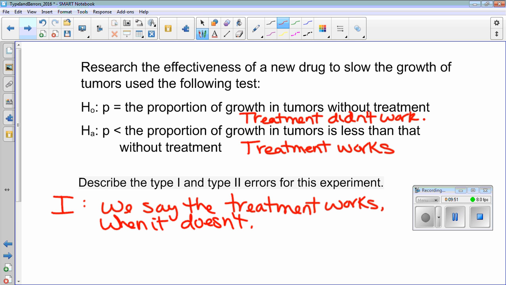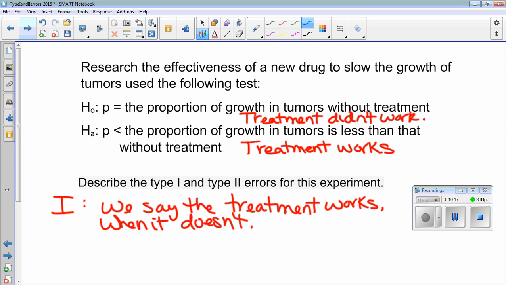Okay. What is the consequence of that? What would be a problem? What would be a result if we drew that conclusion? What kind of problem would occur in the context? We say the treatment works, but it doesn't. So what are we doing to people? Giving them treatment that's not going to do anything, right?